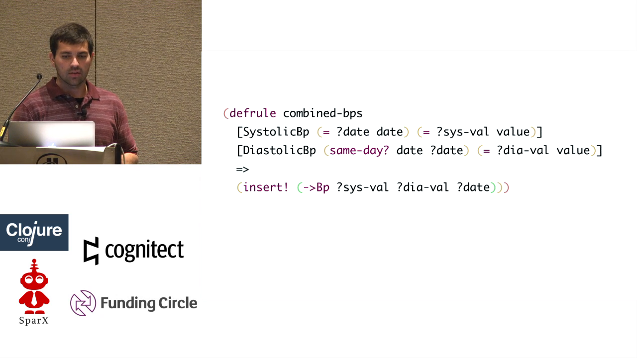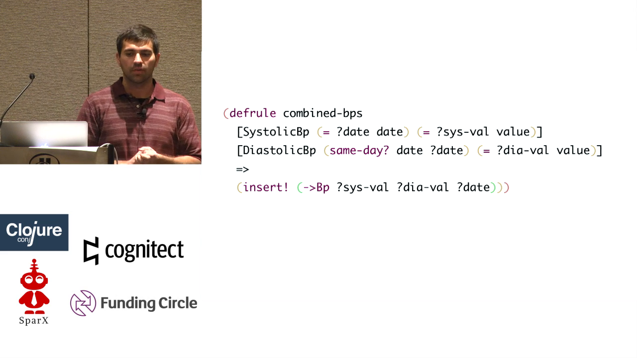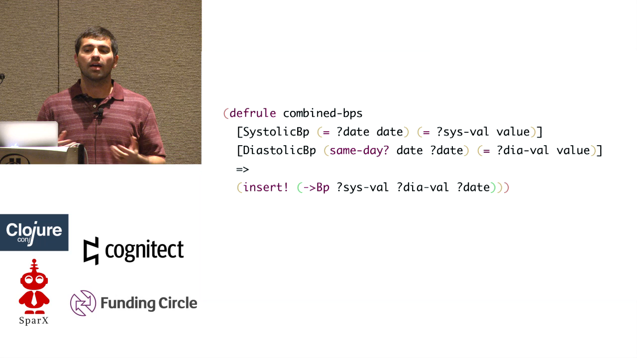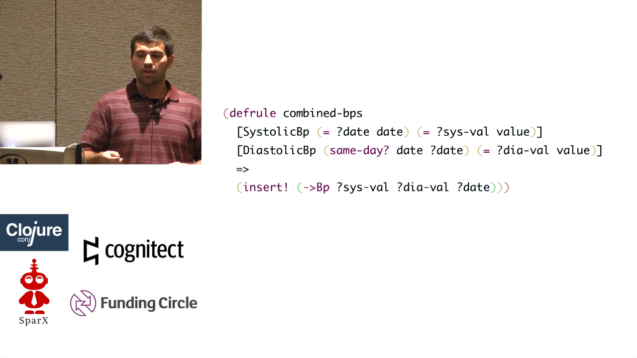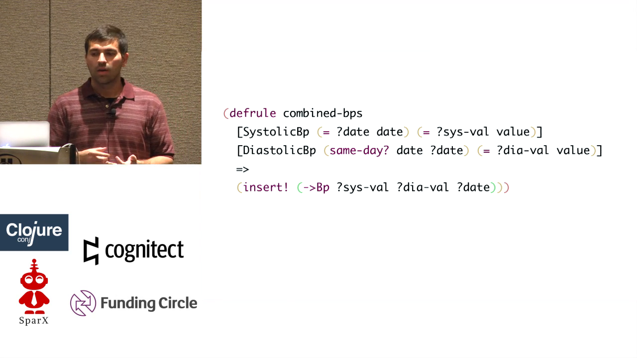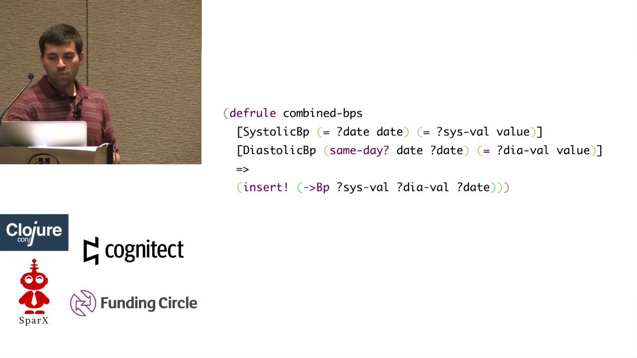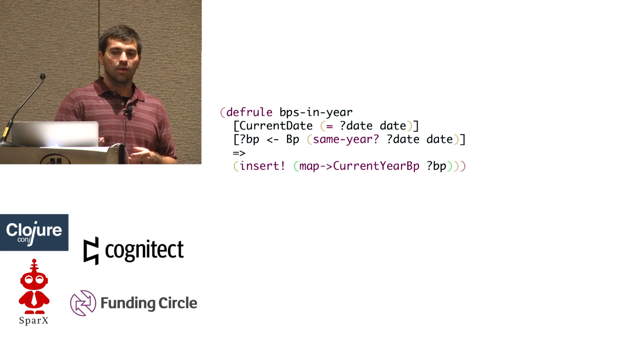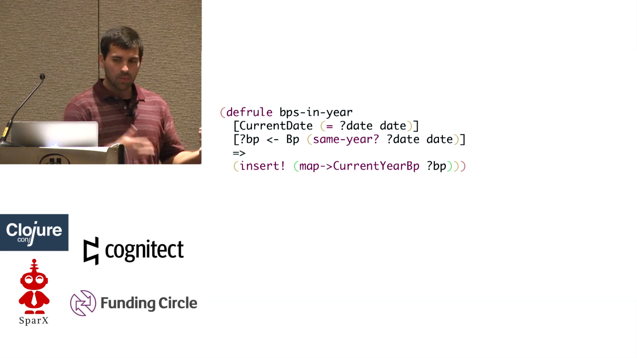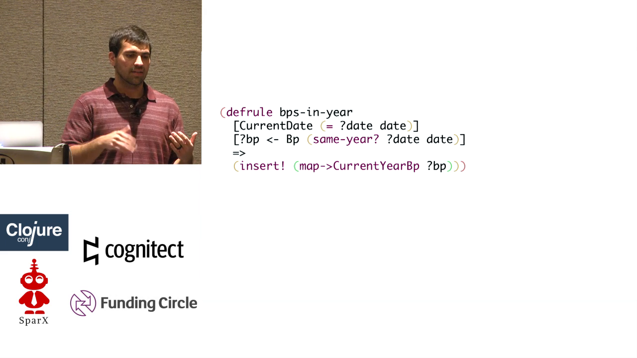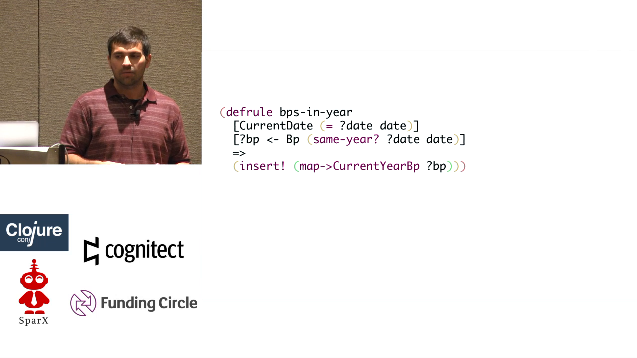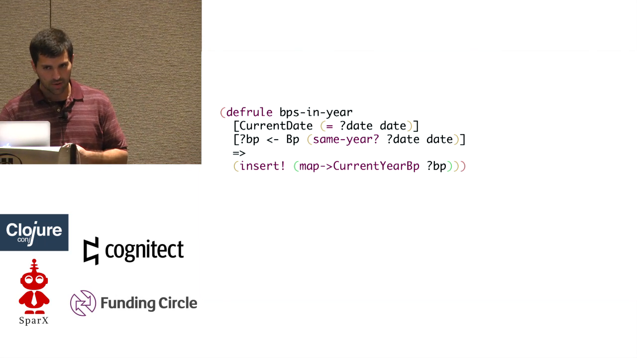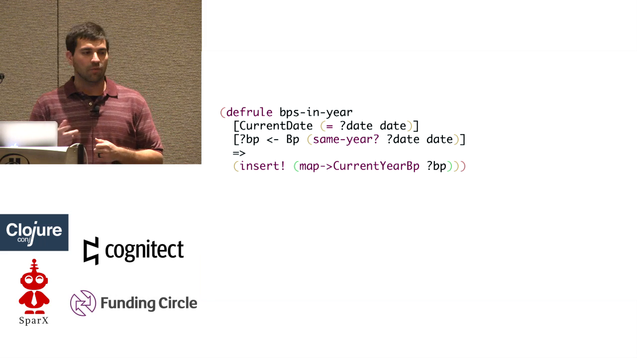Then we have a rule for combining blood pressures together. So for each systolic blood pressure and diastolic blood pressure pair that have the same day, we insert a fact called BP that has the value of both plus the date. And then remember, we want the blood pressures within the year, last year, or whatever it was. So we take a current date and a blood pressure, and for each one that we find that has the same year as that current date, we insert another fact we're calling current year BP, just to mark that we found a blood pressure in the year. And we do that for every one of them.